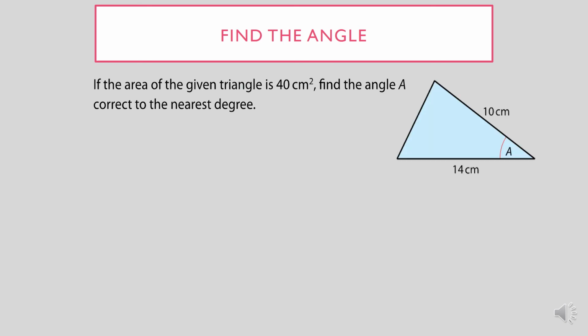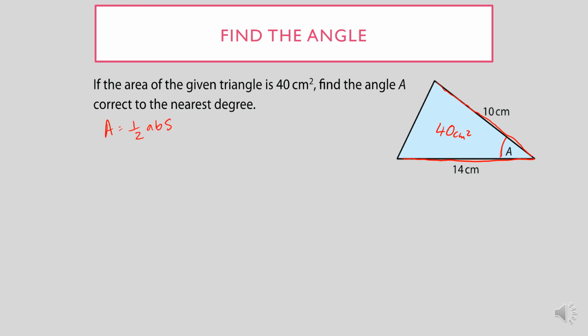Now, this is a working backwards type question where we're asked to find a missing angle, but using the same area formula. If the area of the given triangle is 40 centimeters squared, find the angle A correct to the nearest degree. So the area of this blue triangle is 40 centimeters squared. So we're given the answer to the area calculation. We have an angle here, A, and we have the lengths of the two sides adjacent to it, or that make that angle.